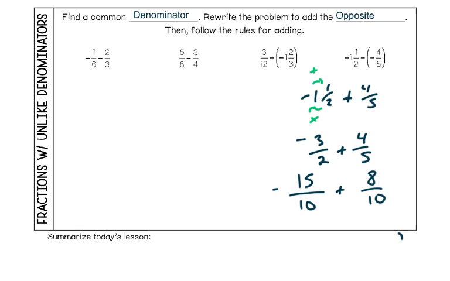And then we're going to add. Whenever we look at our instructions, it said follow the rules for adding. So you might want to flip back in your pages to adding fractions that have different signs. You're going to subtract. So we're going to do 15 minus 8, which is 7. We're going to keep the 10. We keep our denominator when we do fractions. And then you take the sign of the number that has the greatest absolute value. So this 15/10 is more, and it's negative, so your answer will be negative. So all that work got us negative 7/10. Try the rest by yourself, and then we can check in class.